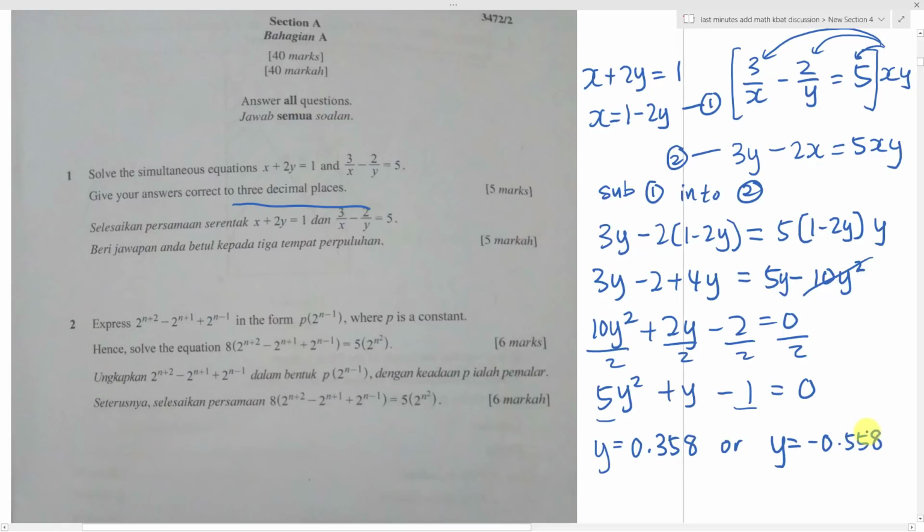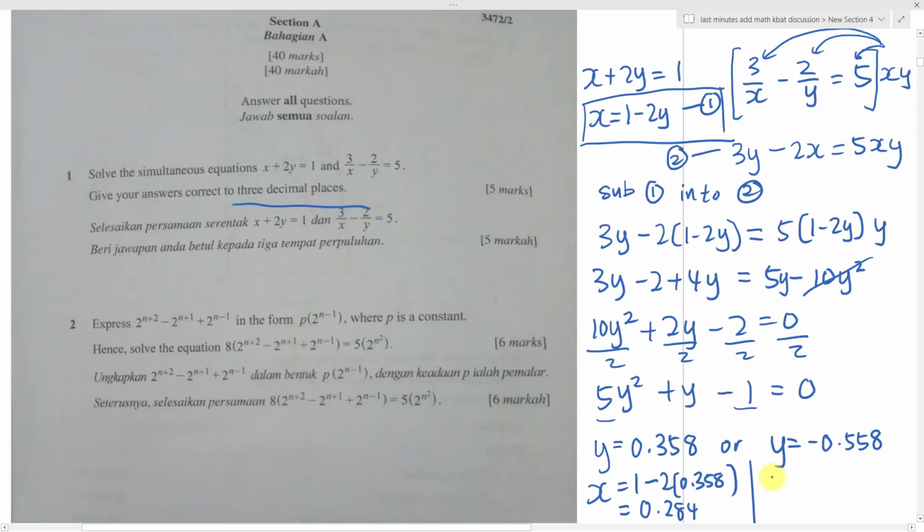And because we need to find x and y, we shouldn't stop here. So we will continue to find our x value by substituting the y value back into the x equation, which is the first equation here. So my x will equal 1 minus 2 times 0.358. Then you use the calculator to get the correct answer. So 1 minus 2 multiplied by 0.358. You will get a decimal number here, which is 0.284.